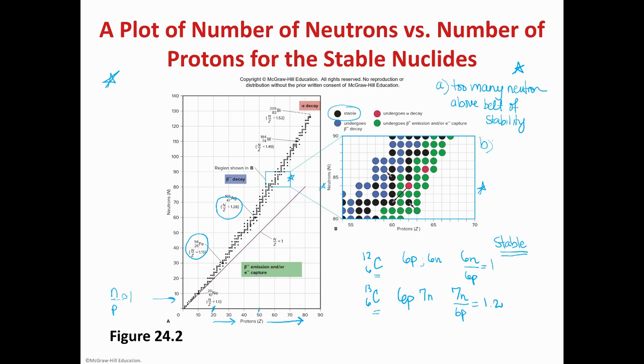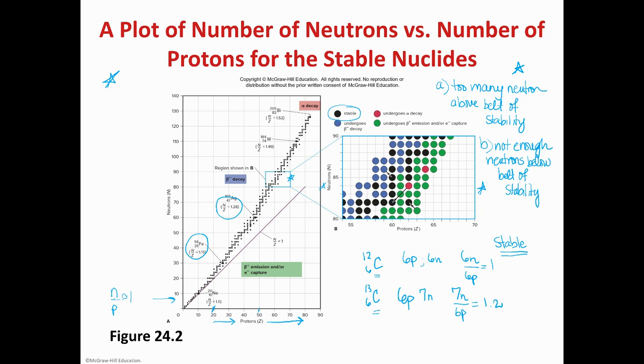And then you can also have the issue of not enough neutrons, and be below the belt of stability. So let's think about that. Looking at this blown up part of the picture, you have the dots here that are black. Those are stable isotopes.